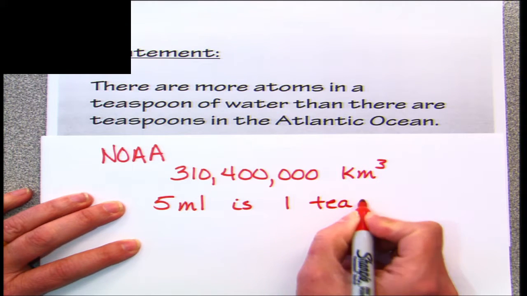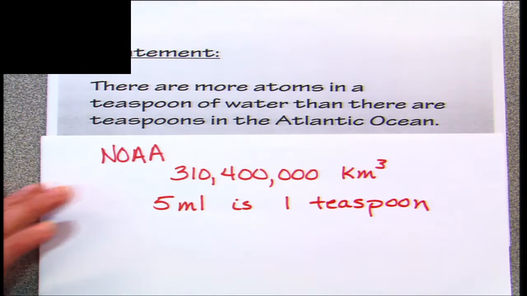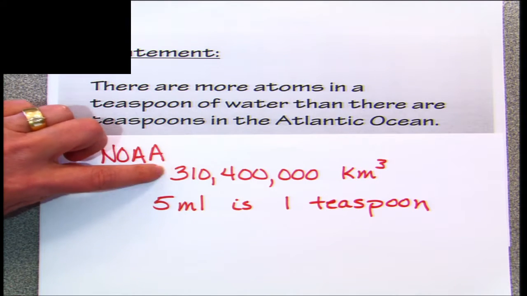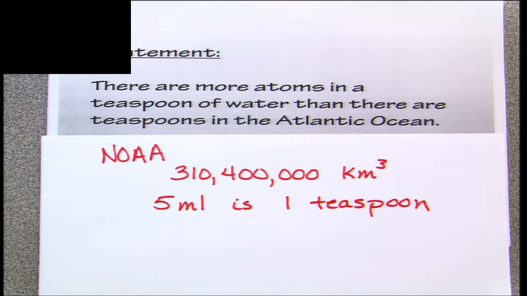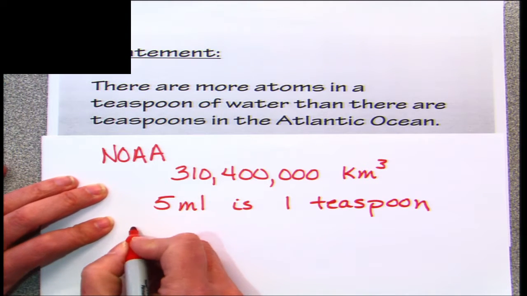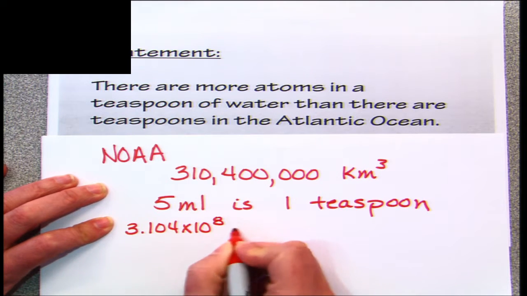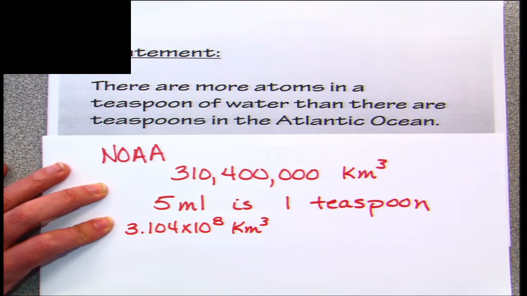That's going to help me out in a couple of different ways, because I have to know teaspoons for the number of atoms, and teaspoons for the Atlantic Ocean. So converting this into milliliters, I'm going to start out with 3.104 times 10 to the 8th kilometers cubed. I do my conversion into centimeters cubed. Why would I want to do that? Because 1 milliliter is 1 cubic centimeter.